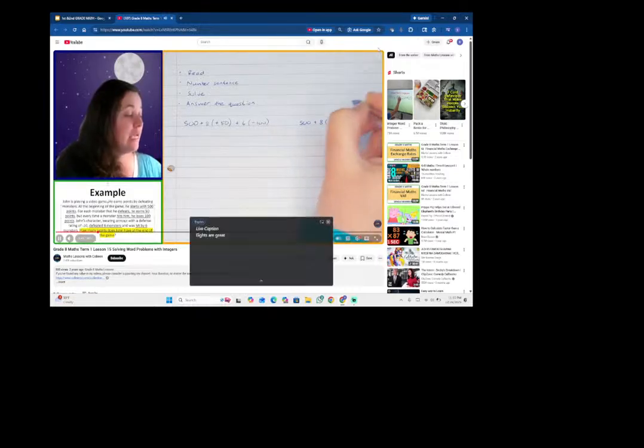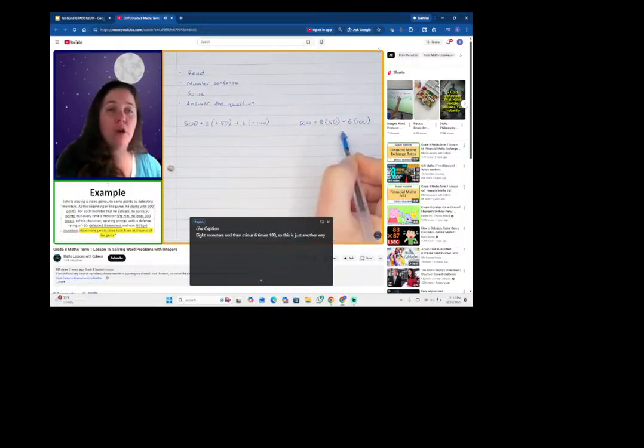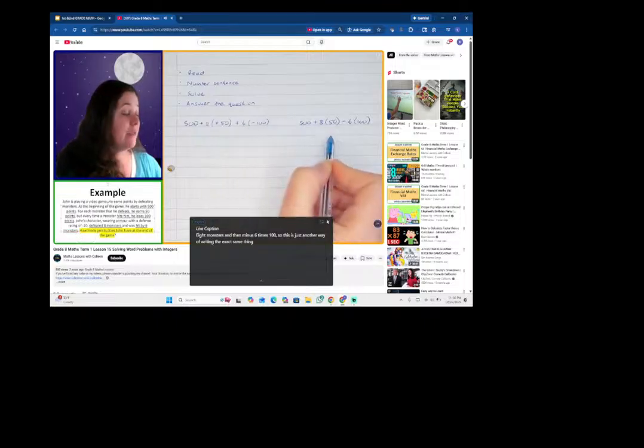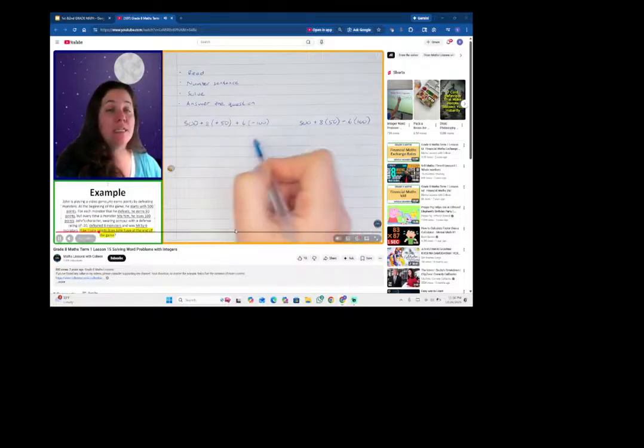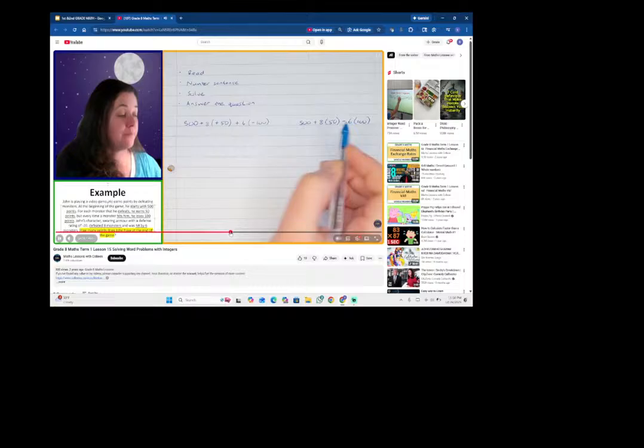Repeat 8 monsters, and then minus 6 times 100. So this is just another way of writing the exact same thing. Both of these will give you the exact same answer.